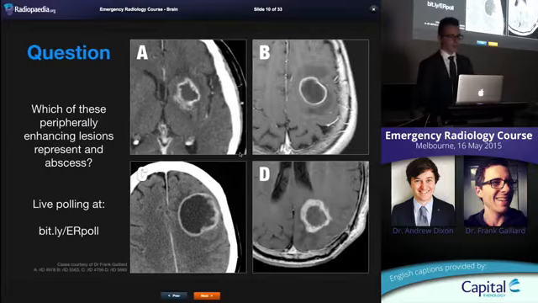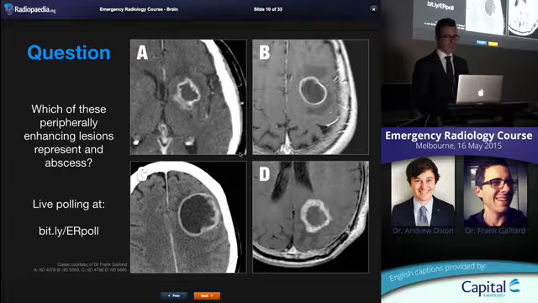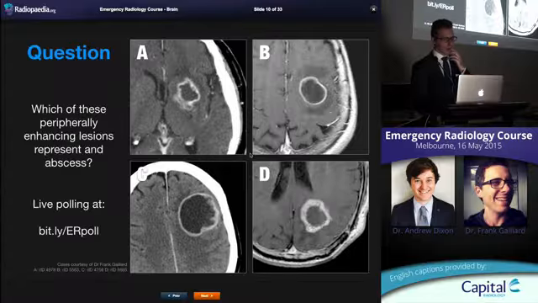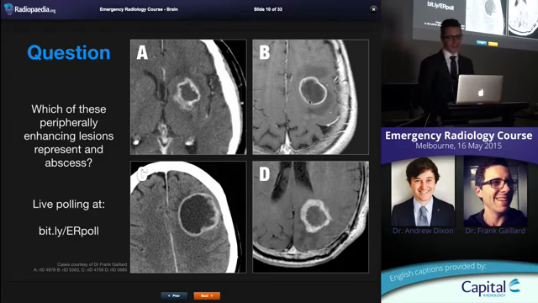Well, I won't draw this out too much because it's a trick question. None of these represent an abscess. And I put together this slide a few weeks ago and then came back to it, and I thought, I think it's B. And I got it wrong as well, having forgotten that I was trying to be tricky.